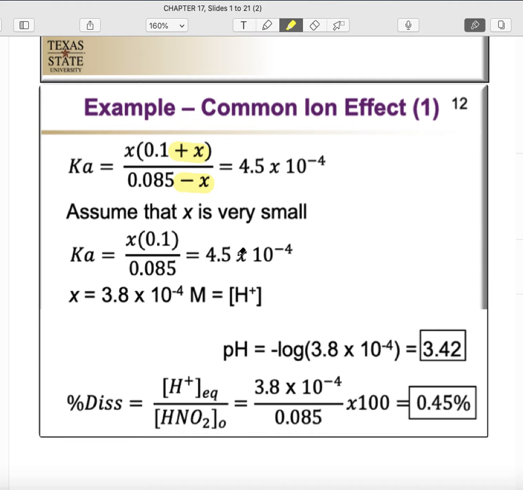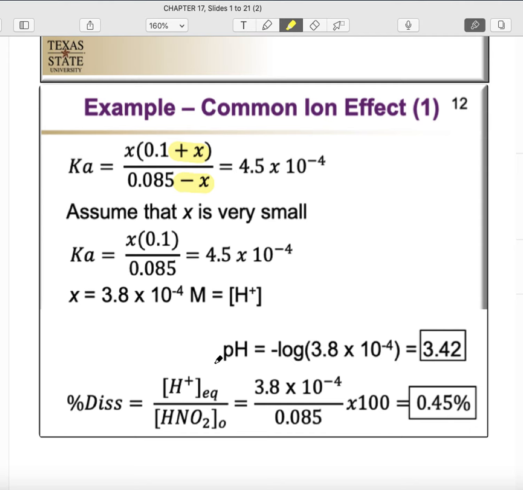We then multiply both sides by 0.085 and divide both sides by 0.1, and we get our value of X, which is 3.8 times 10 to the negative 4 molar. And now we know that to calculate the pH, we're basically going to be taking the negative log of that hydrogen ion concentration at equilibrium, and we get our new answer, which is 3.42.